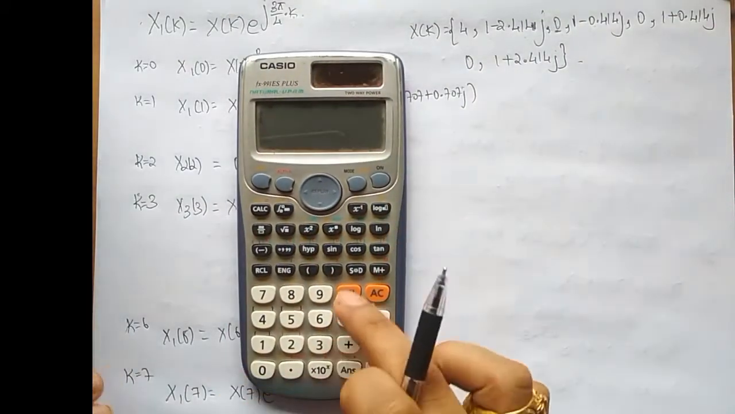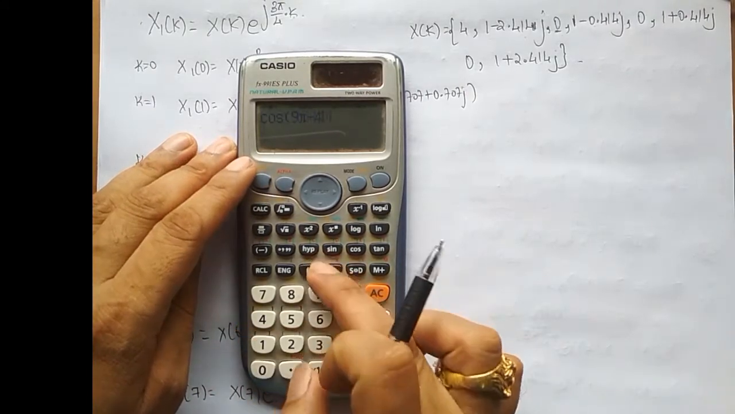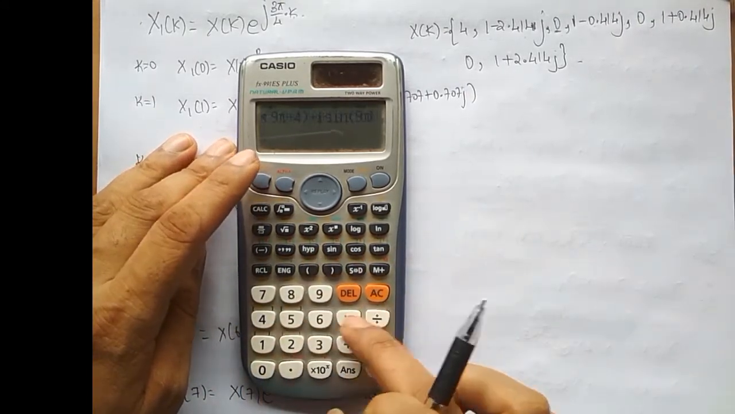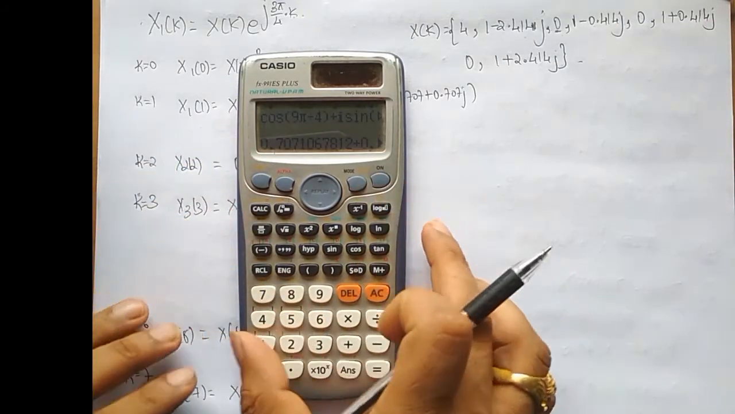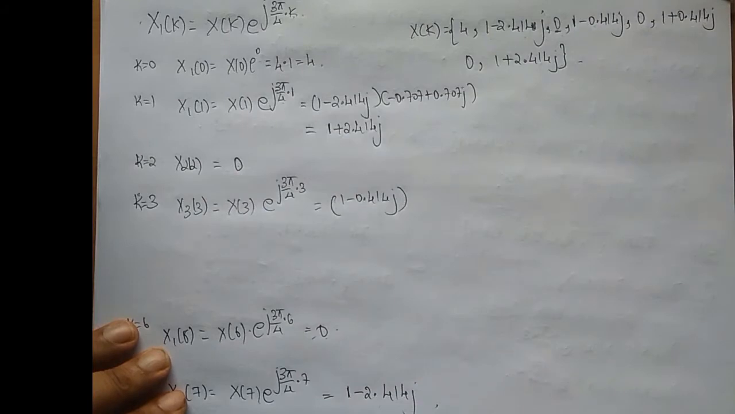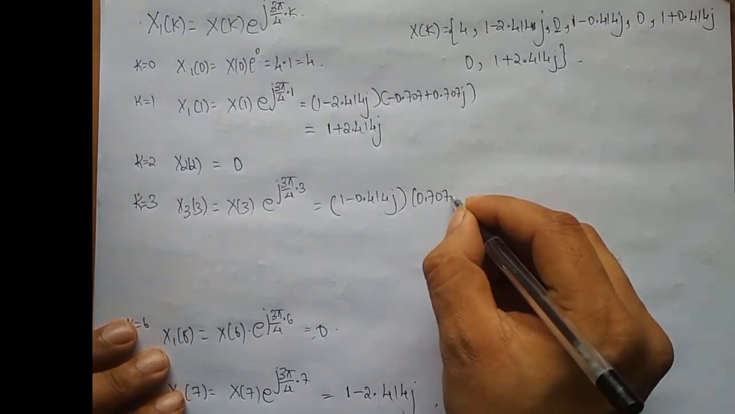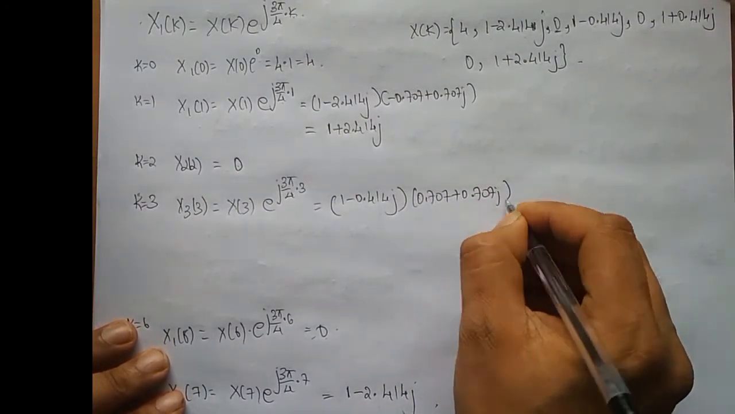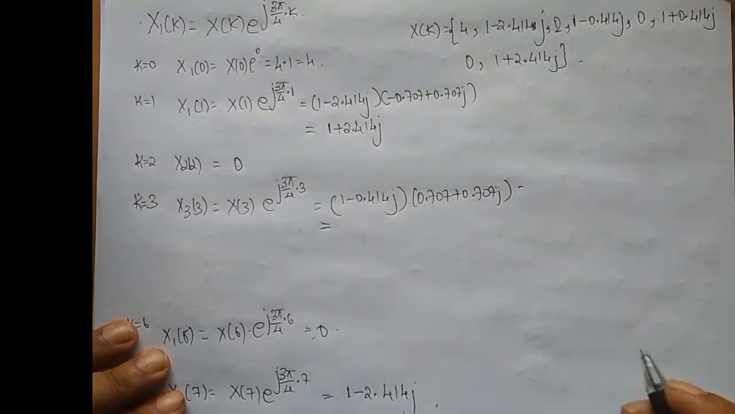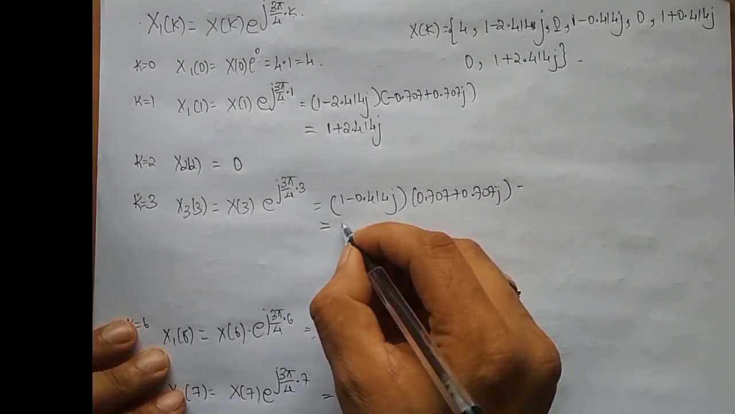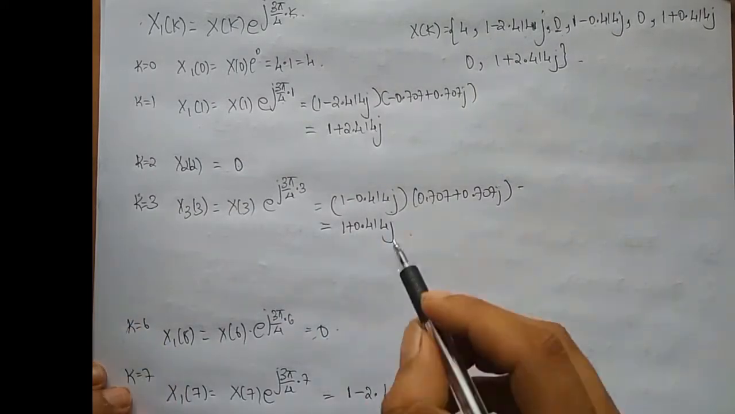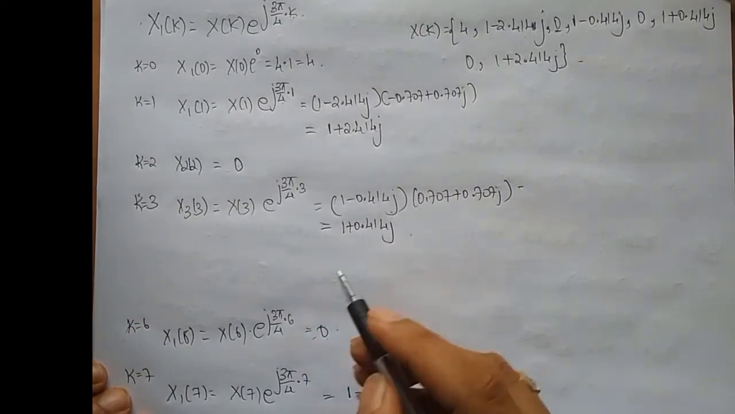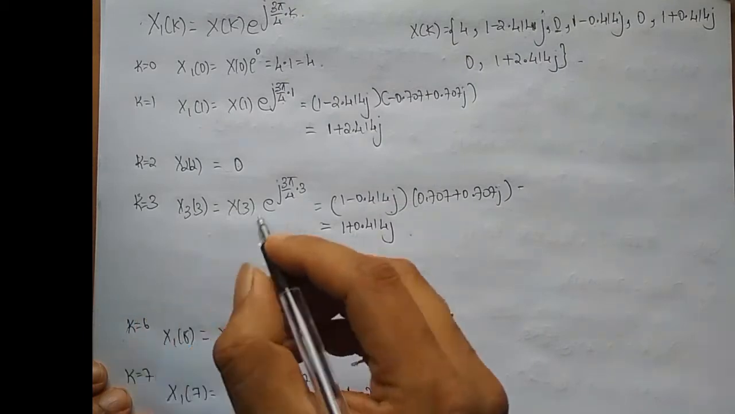So what do we get? Cos 9 pi by 4 plus j into sine 9 pi by 4. So we get 0.707 plus 0.707j. So if you simplify this, you get 1 plus 0.414j, right? If this is 1 plus 0.414j, what about k equal to 5 then?